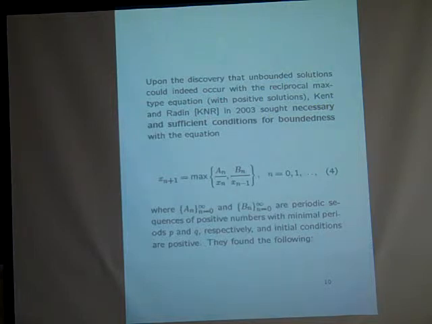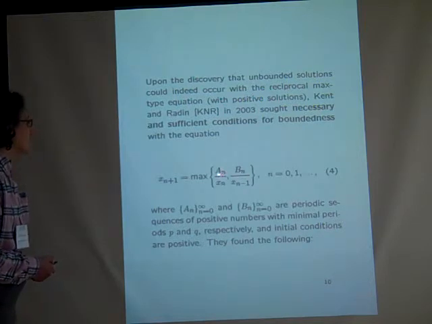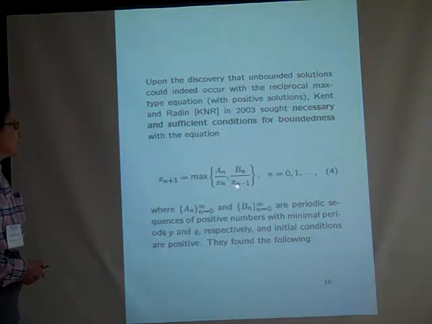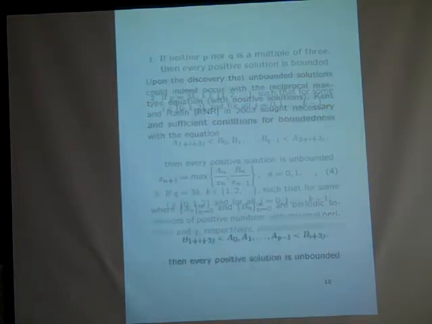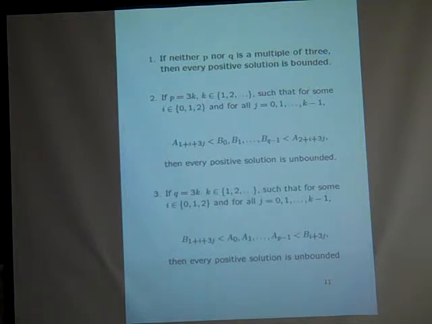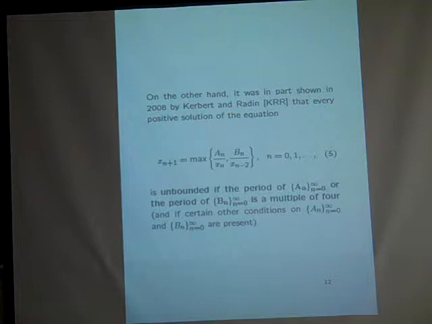But upon the discovery that there are unbounded solutions, Mike and I looked at this general equation with a_n and b_n, periodic with period p and q respectively, and delay 0 and 1. And we found that essentially, if neither p nor q are multiples of 3, then all solutions are bounded. On the other hand, if certain conditions held with the parameters, and p and q were multiples of 3, then we did have unbounded solutions. Almost necessary and sufficient conditions.